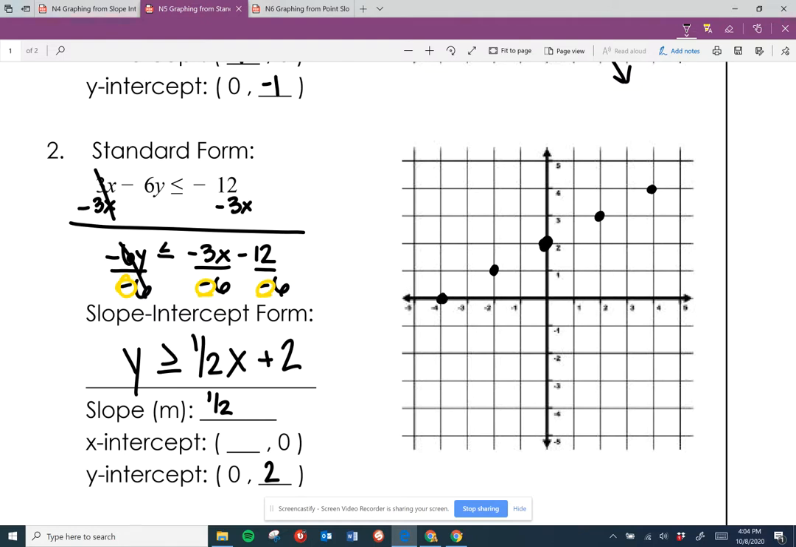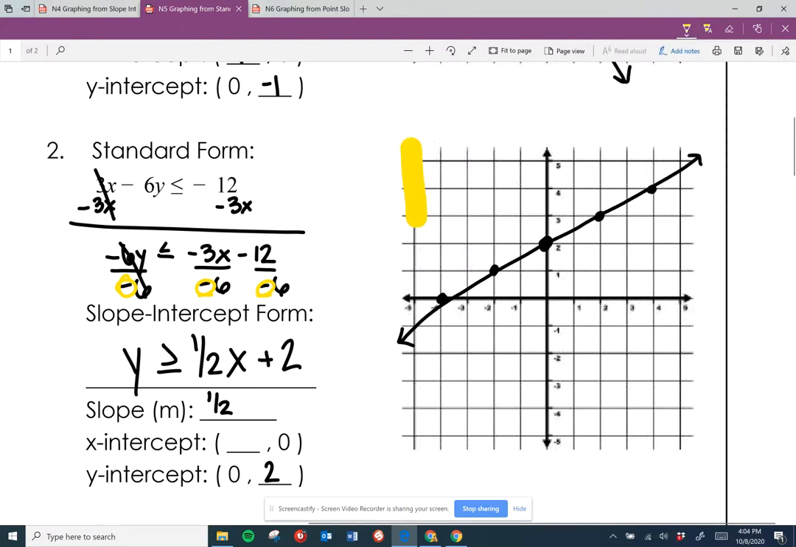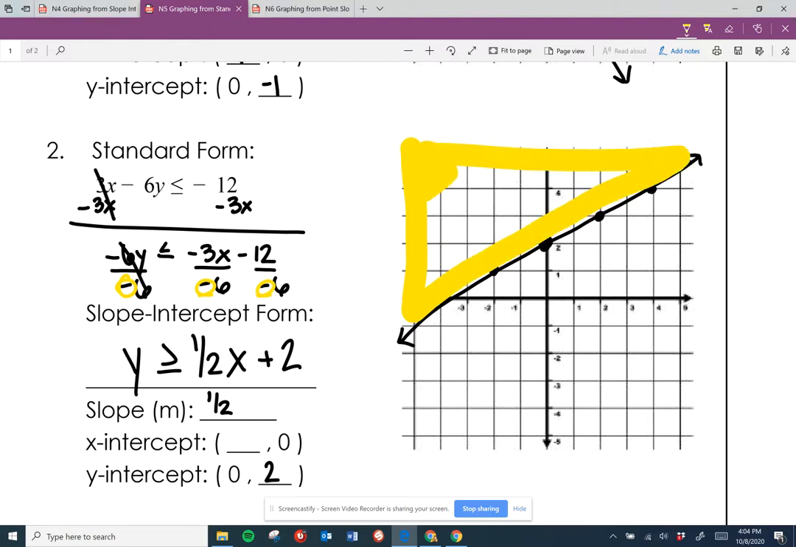This has an equal to symbol underneath it, so I am going to be able to connect all of those dots, and now I have to shade, okay? Don't forget, my shading is going to be above because this is a greater than sign, right? Everything that is above my y-intercept is going to be included.